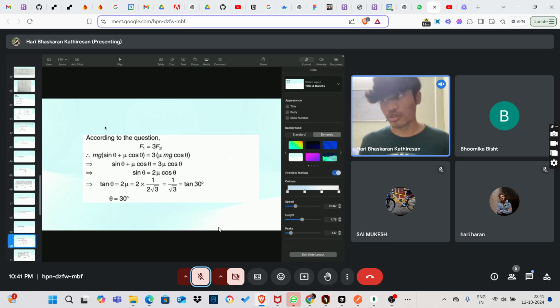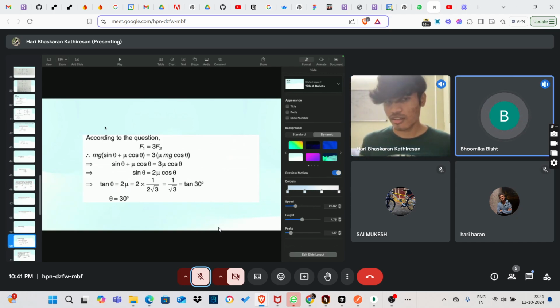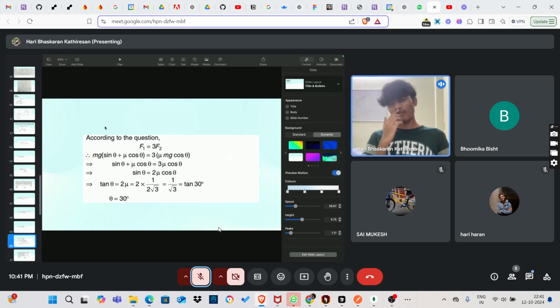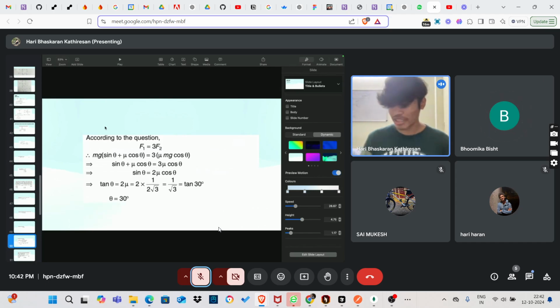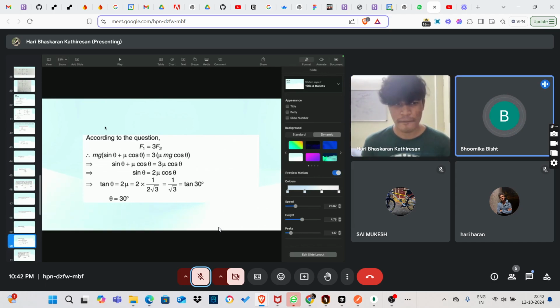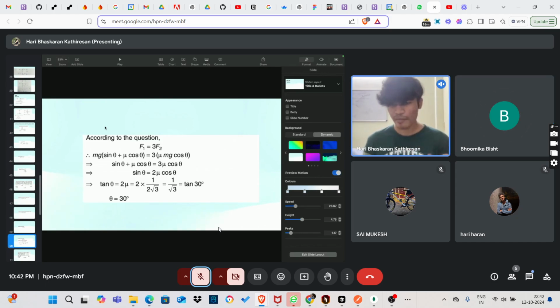If mu is 2 tan theta, then substitute mu. That's all. The value of mu is given, it was 1 by 2 root 3, right? So you get tan theta equal to 1 by root 3, so theta equals 30. That's correct. Did you get this? How to do the question? Just to recap, find the forces, find the magnitude, find the direction, and simply write the equations. That's all.